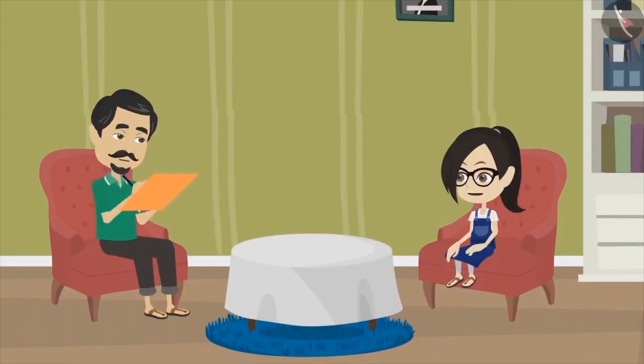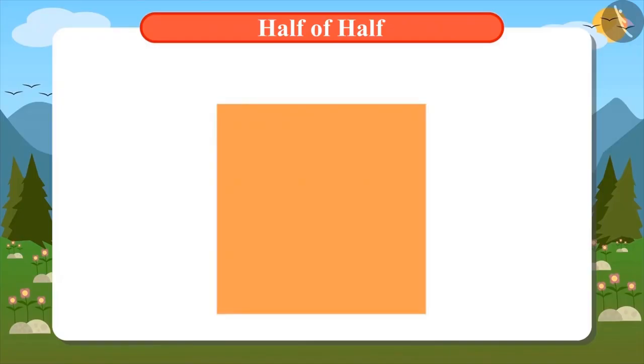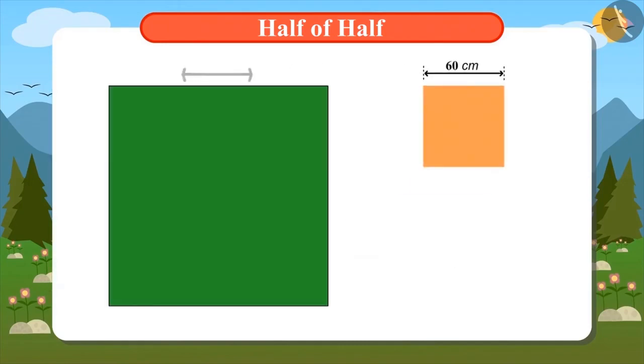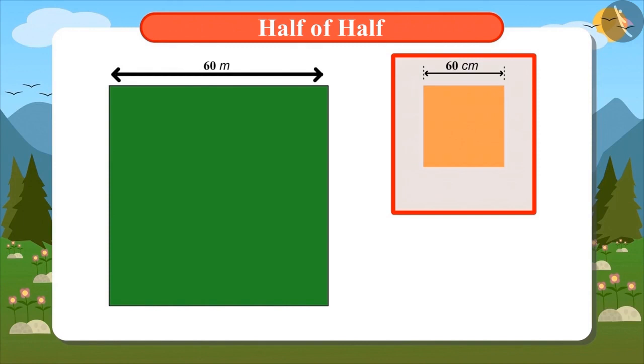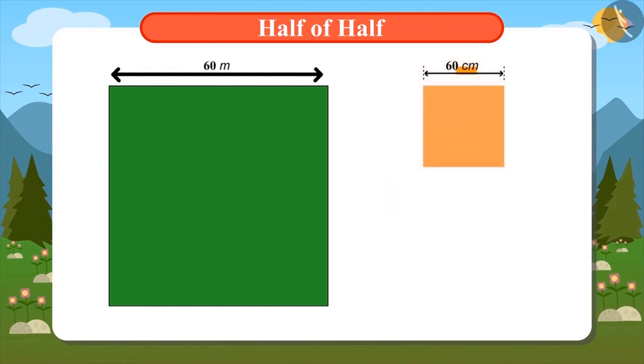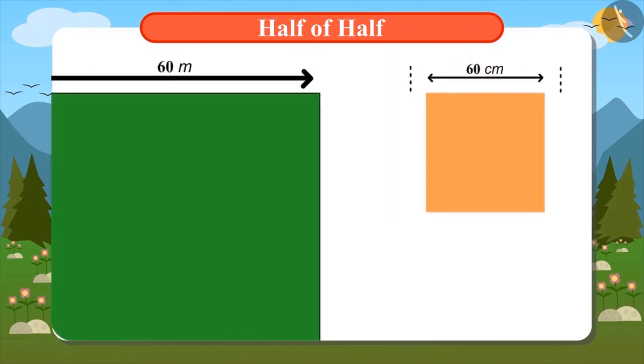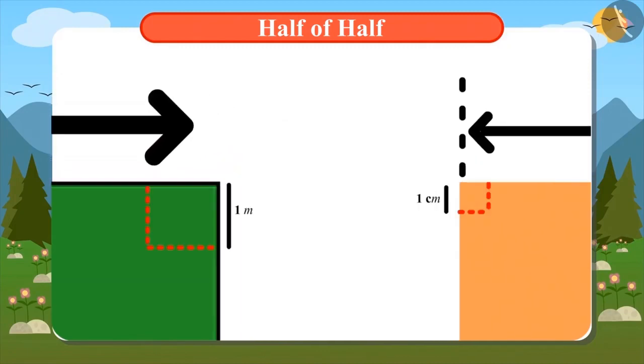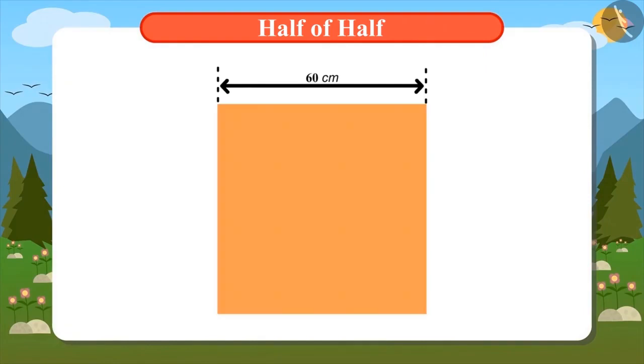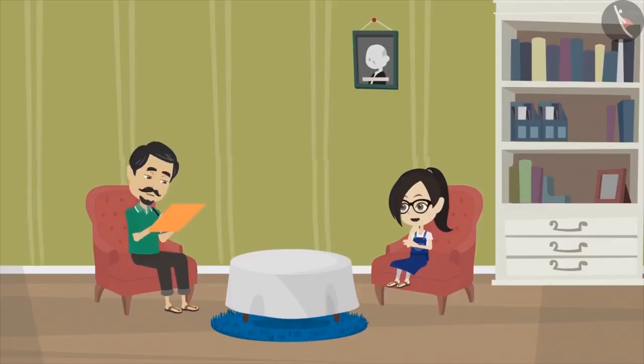But what are you writing on the paper? This paper shows our field and its measurements. The length of our field is 60 meters and the length of this paper is 60 centimeters. That means 1 meter of the field is taken as 1 centimeter on paper. I'm trying to divide our field into 4 equal parts on this paper so that I can plant one crop in 1/4 part. What does 1/4 part mean?